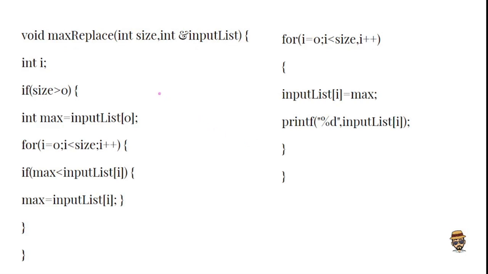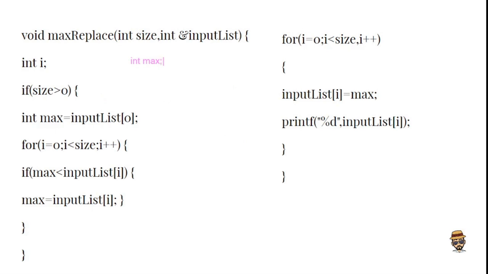So the error in the code is that the max is defined as a local variable inside the if block, so we can't use the max in the for loop, as the if block terminates here. So what we have to do is define the max variable above the if statement. So we just have to add int max.